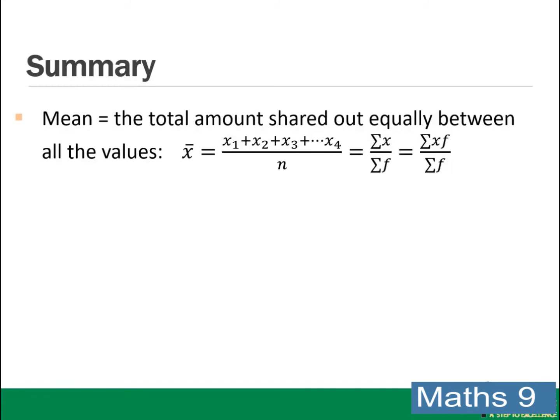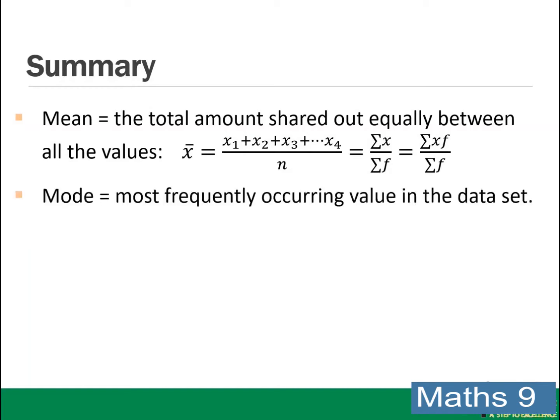The mean is the total amount shared out equally between all the values. It can be calculated using this formula: x bar is equal to the sum of all the x values over n, or the sum of the x values over the sum of the frequencies, or, in the case of a frequency table, the sum of the data values multiplied by the frequencies divided by the total frequency.